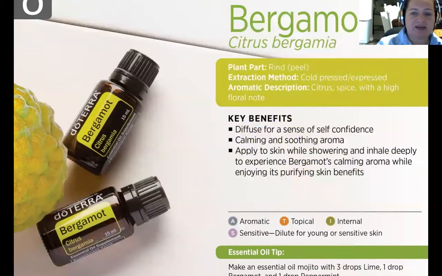Bergamot soothes and rejuvenates the skin, reduces tension and stress, lessens sad and anxious feelings, and you can diffuse for a sense of self-confidence. Actually, bergamot is great also for sleeping, calming and energizing at the same time. So if you have some anxious feeling before going to bed, bergamot is great to put on the pillow, and it's very soothing and calming too.